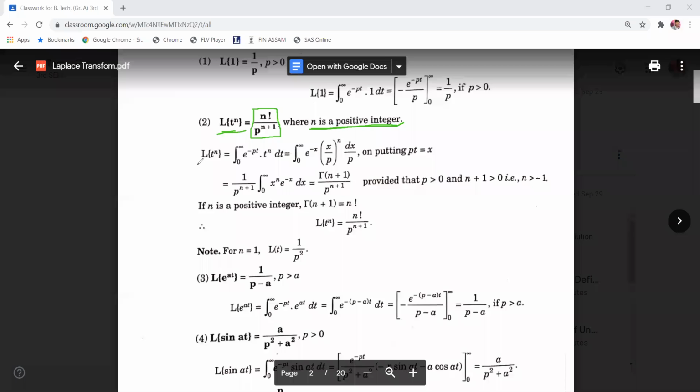So let's see here. The Laplace transform of t to the power n. So f(t) is what here? Capital F(t) is t to the power n. So from the definition of Laplace transform, what can you write?